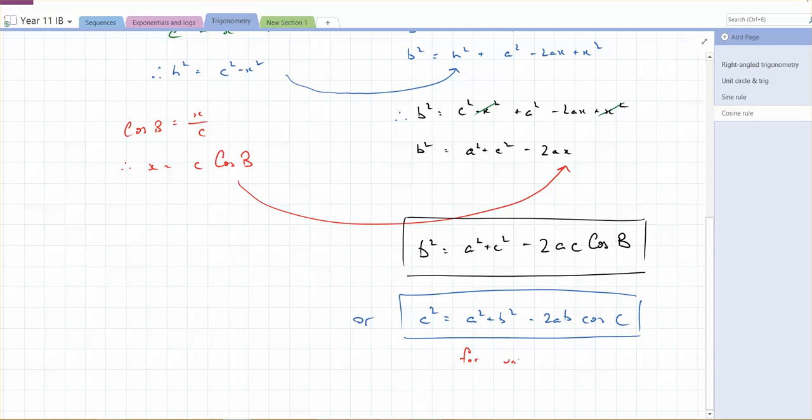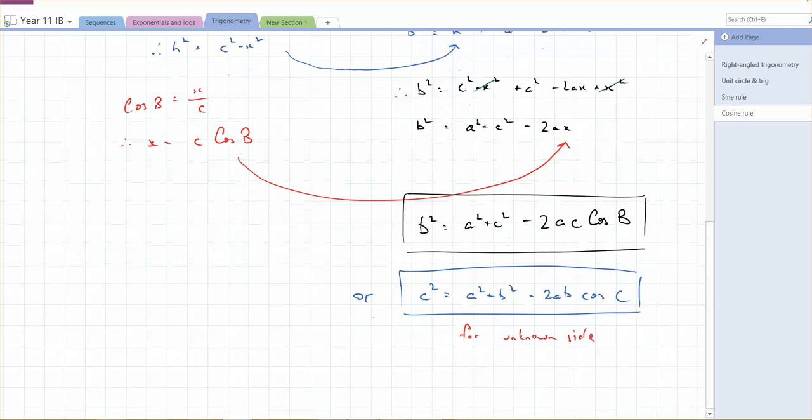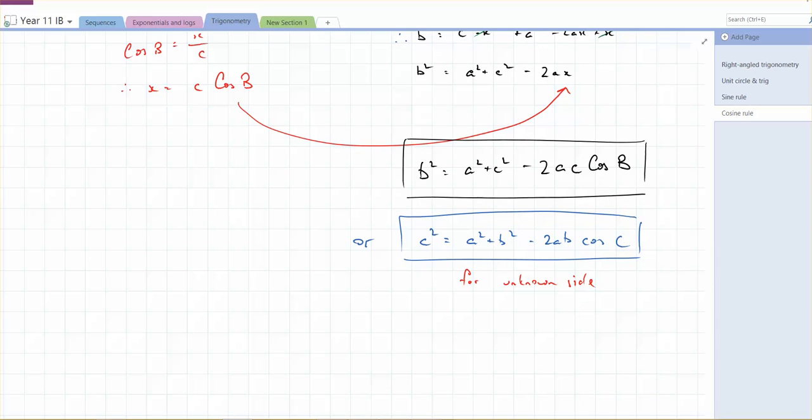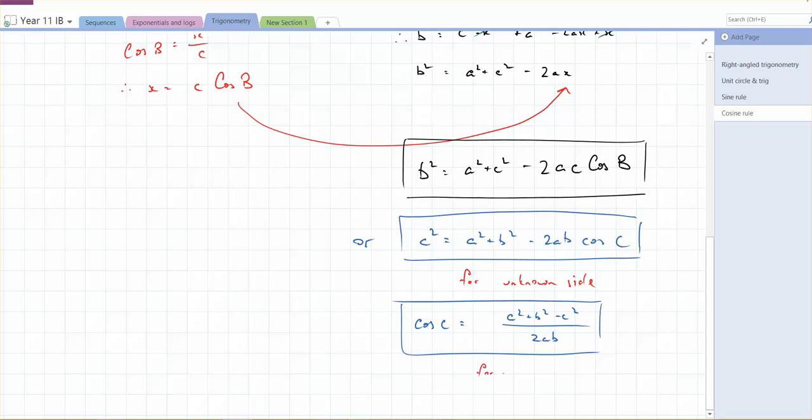For an unknown side, we make cos C the subject of that to find an unknown angle. So cos C equals, if you think about it, A squared plus B squared minus C squared over 2AB. That will get you the angle C. So you'll use this for an unknown angle.